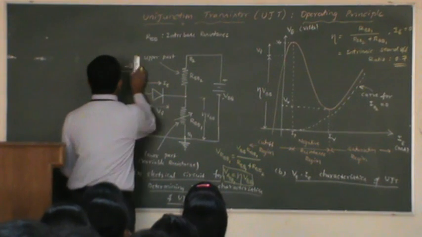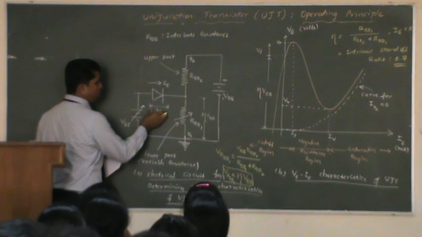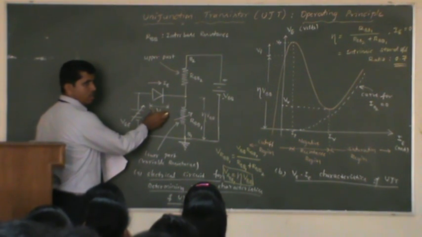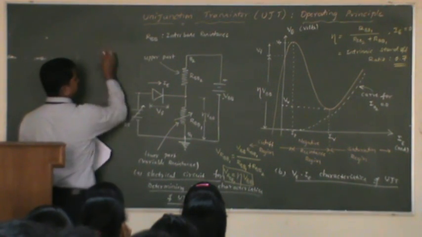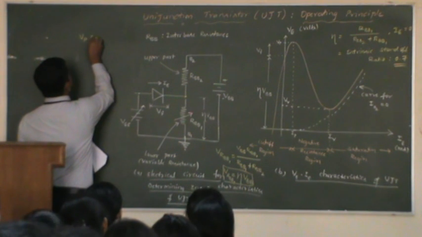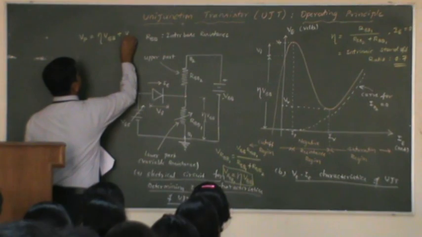First let us take the condition of forward bias. Look at the condition now. If I consider the voltage here, also don't forget that there is a diode voltage drop here as V gamma, which is nothing but the cut-in voltage of the diode. So the sum of this voltage plus this voltage, which we call Vp, is equal to eta times VBB plus V gamma.